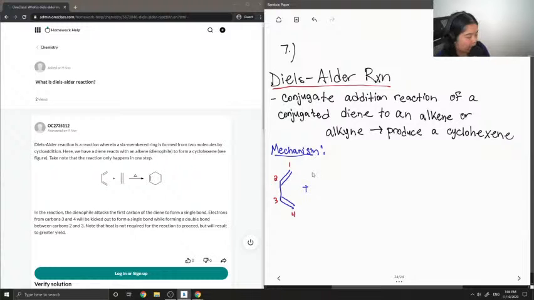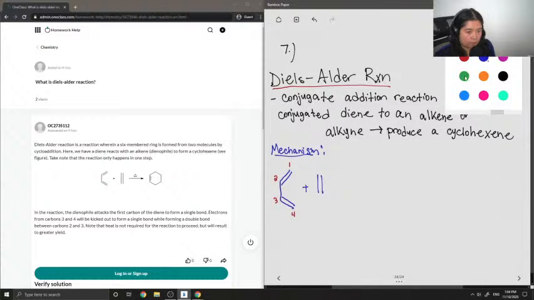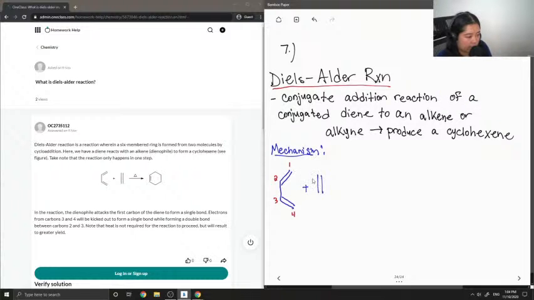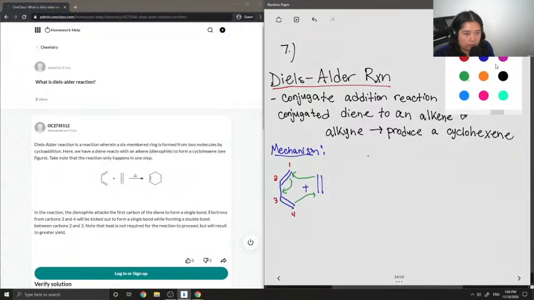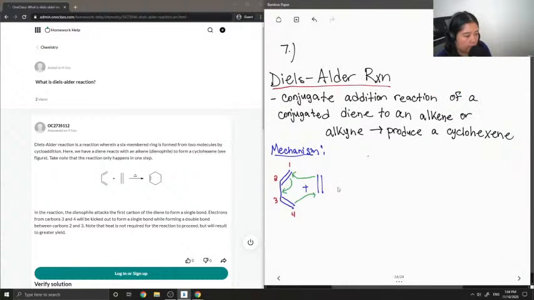Then I'm going to draw it just reacting with a simple alkene. And for the mechanism, I'll show the movement of electrons using the arrows. So we'll have this double bond attacking here, which shows all of the movements of the electrons.